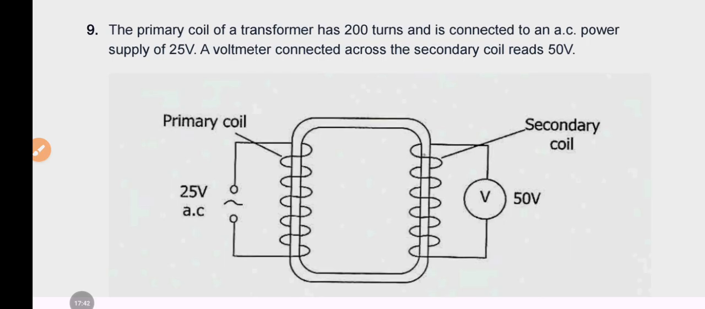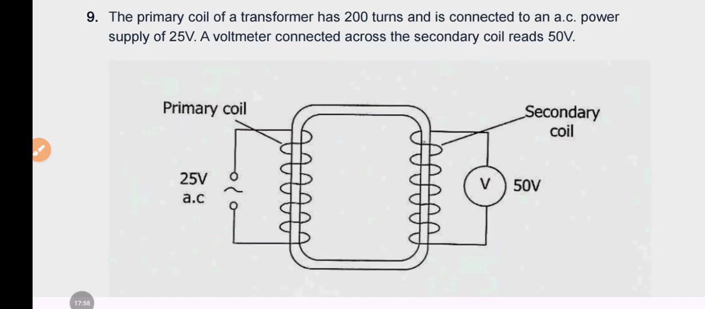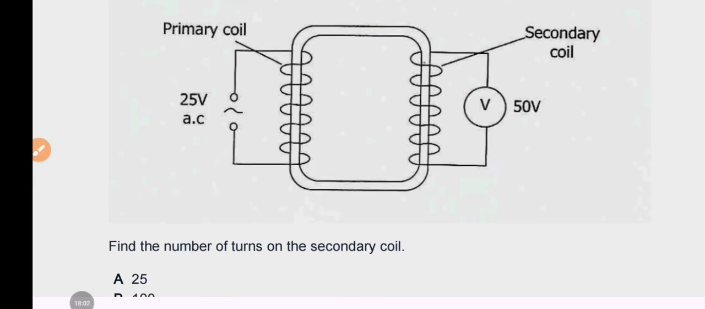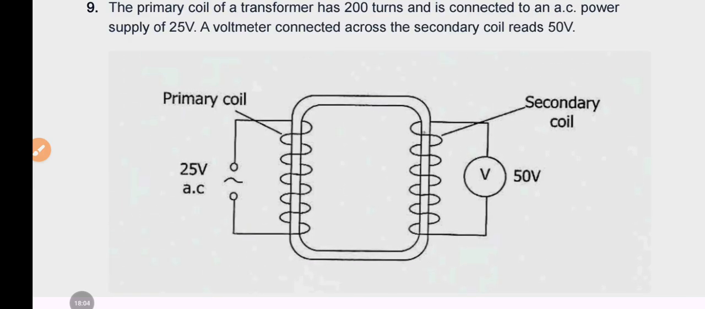Okay. Question 9. The primary coil of a transformer has 200 turns and it is connected to an AC power supply of 25 volts. A voltmeter connected to the secondary coil reads 50 volts. Find the number of turns on the secondary coil.